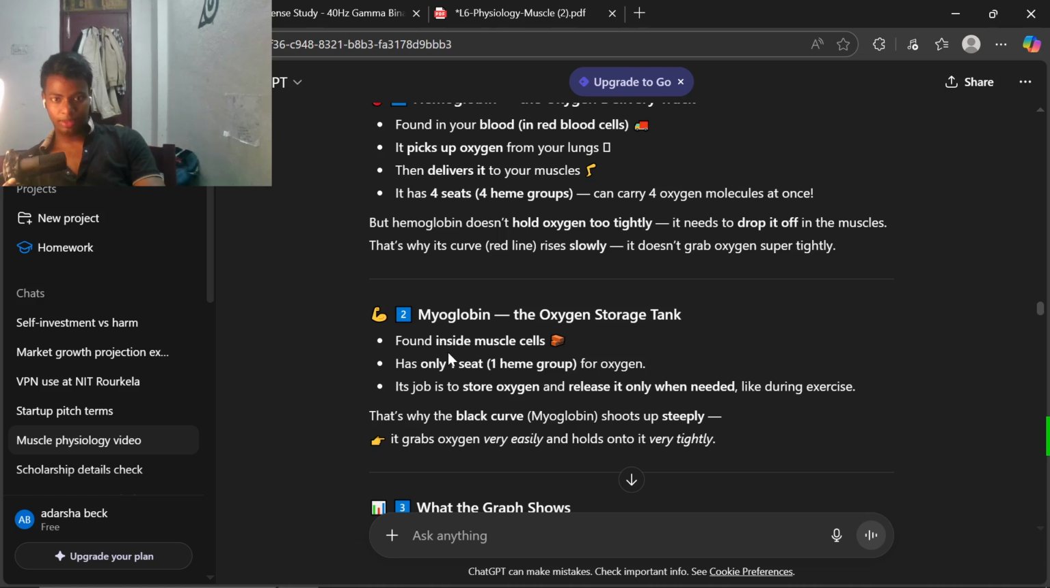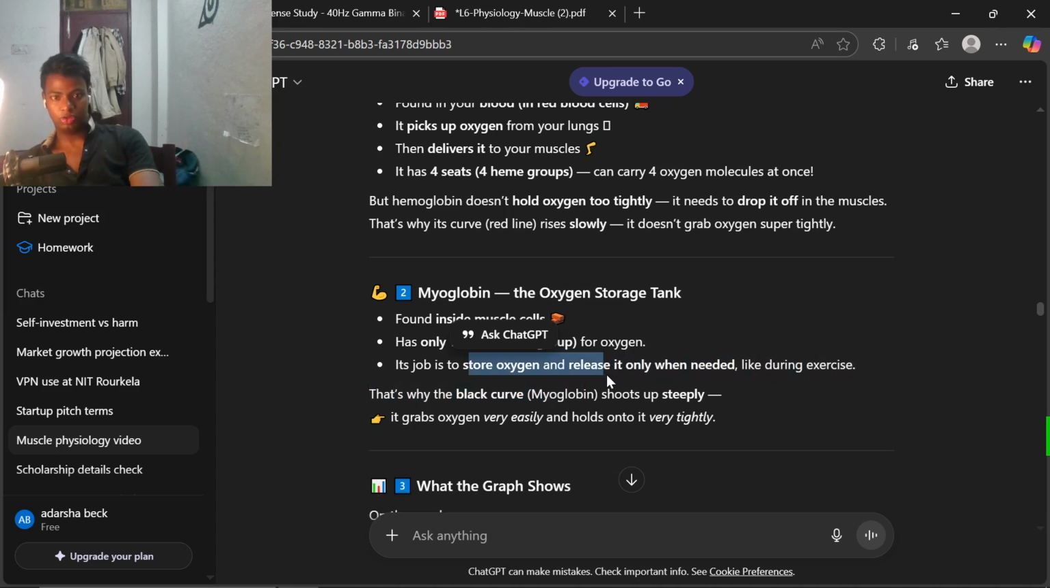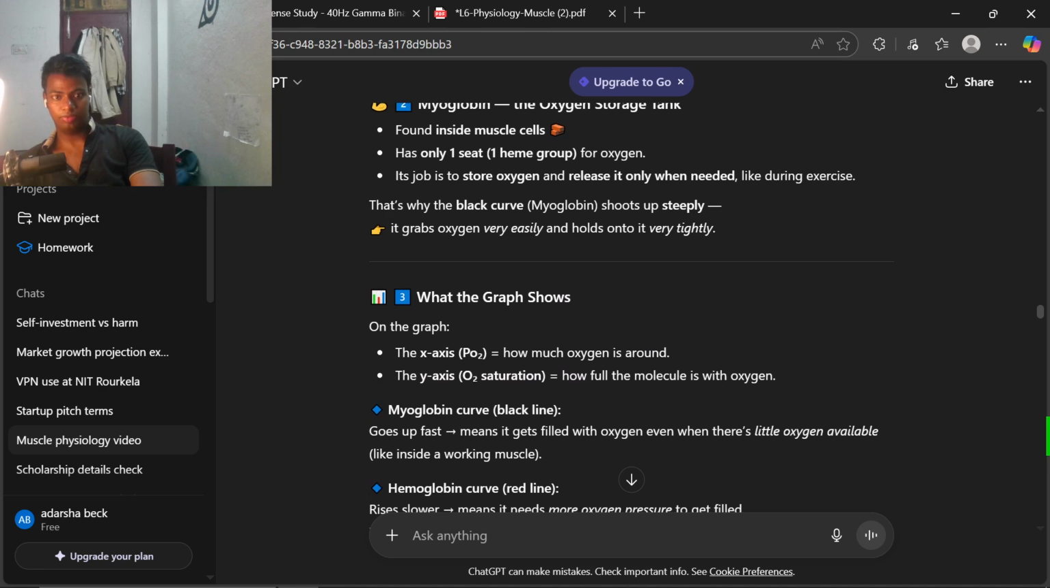But myoglobin is a storage protein. It is inside the muscle cell. It has only one heme group, so you can see that only one heme group means it has very limited seats, so there is very little oxygen around. Its job is to store oxygen and release it only when needed.